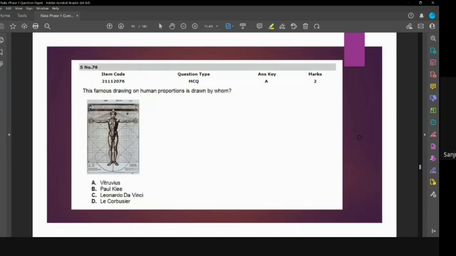അടുത്ത question. This famous drawing on human proportions is drawn by who? ഈ ഇമേജിൽ കാണുന്ന ഹ്യൂമൻ പ്രൊപ്പോർഷൻസിന്റെ ഫേമസ് ഡ്രോയിങ് ആരാണ് വരച്ചിരിക്കുന്നത്? വിട്രൂവിയസ് ആണോ, പോൾ ക്ലീ ആണോ, ലിയോനാർഡോ ഡാവിഞ്ചി, or is it Le Corbusier? The correct answer is Vitruvius. That's option A.